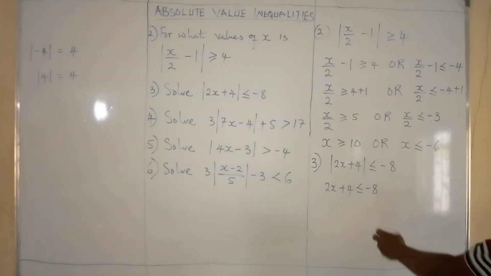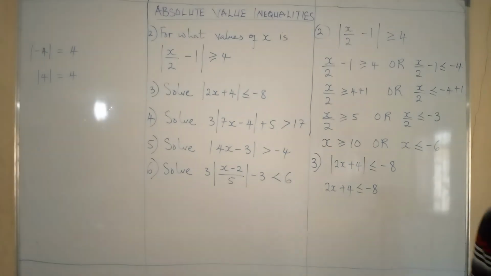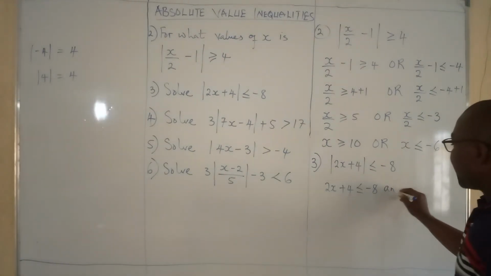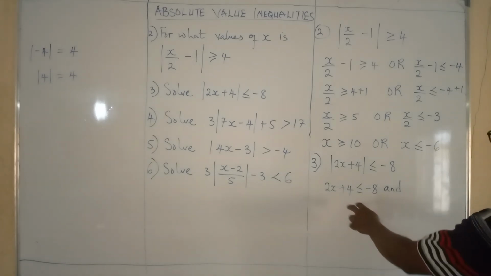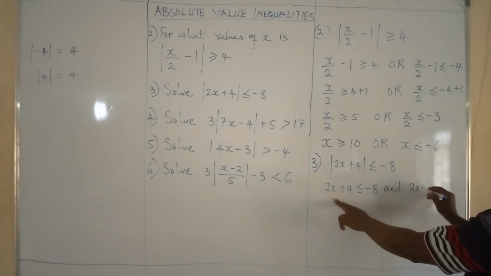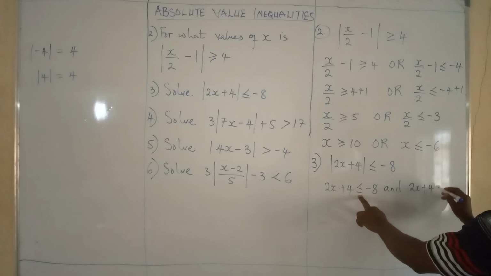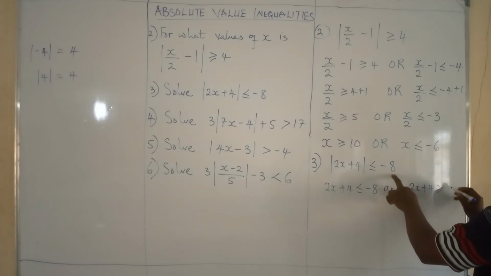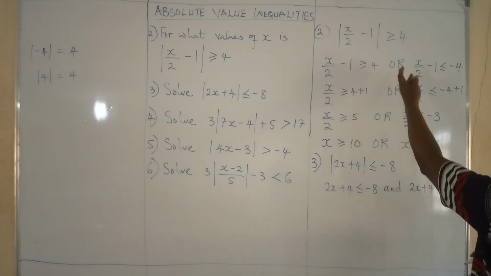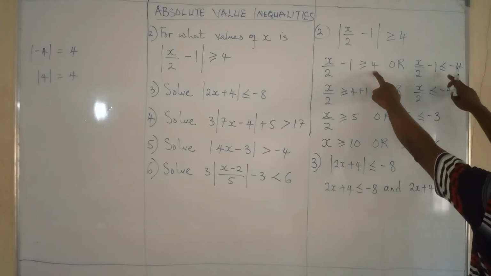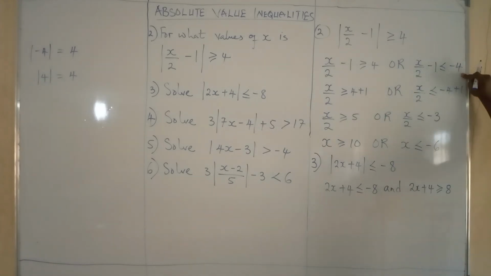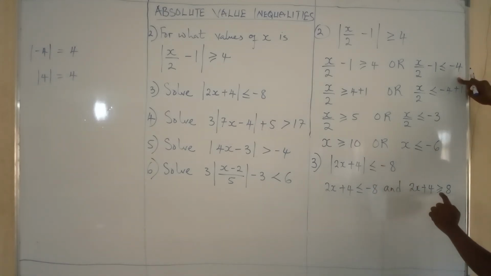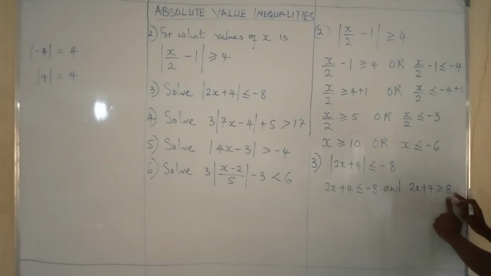Remember, when it is less than, you use the word "and". But if you don't know, you can always leave a space. So we use the word "and". And so 2x plus 4, the sign will change to this. Then this negative 8 will now become positive 8. The same thing we did here: 4, when the sign changes, became negative 4. So less than or equal to 8, when the sign changes, it will become positive 8.